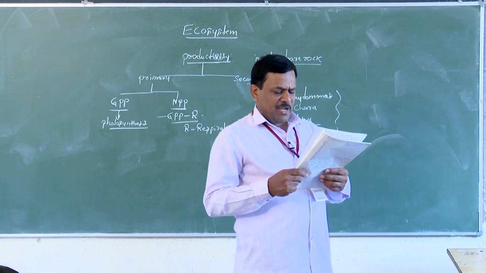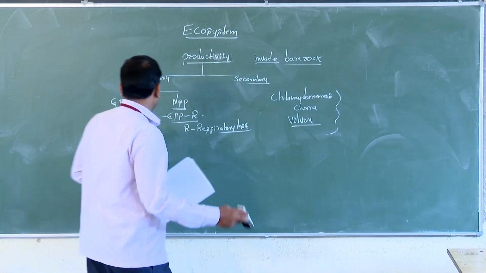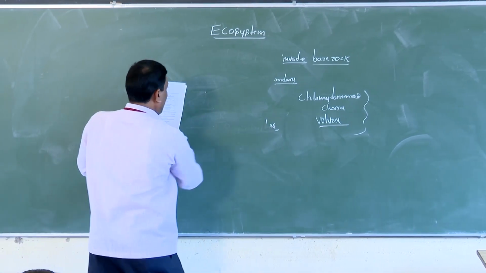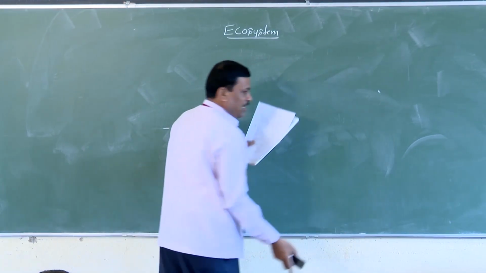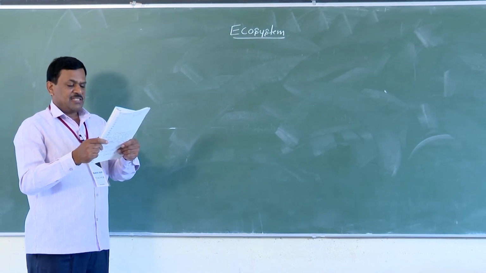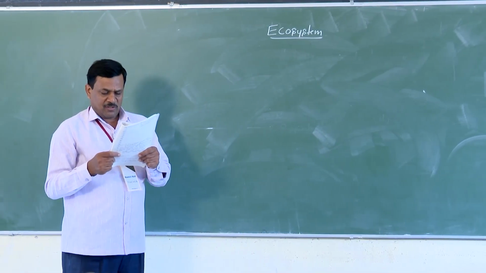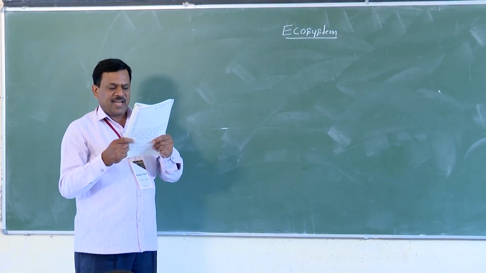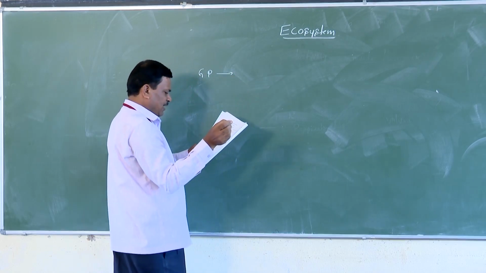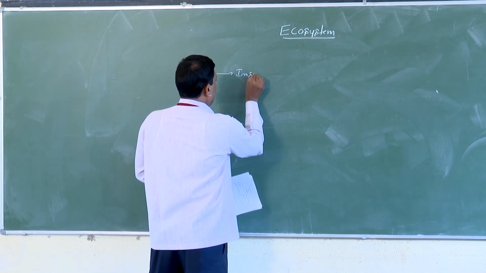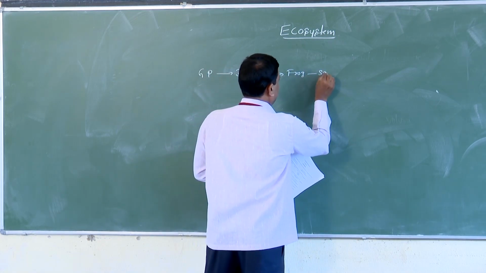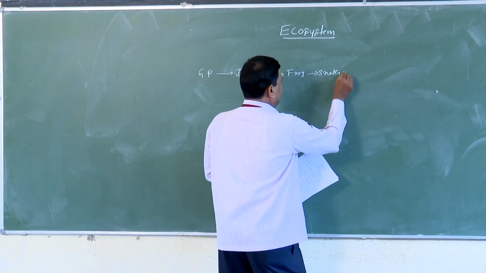Next question. Peacock eat snake. Very good students, this is a good question. Look, there is a food chain, students. Understand the question. Peacock eats a snake, snake eats frog, frog eats insect, insect eats green plants. First one is green plants. Who is eating green plants? Insects. Correct? Who is eating insects? Frog. Who is eating frog? Snake. Who is eating snake? Peacock.